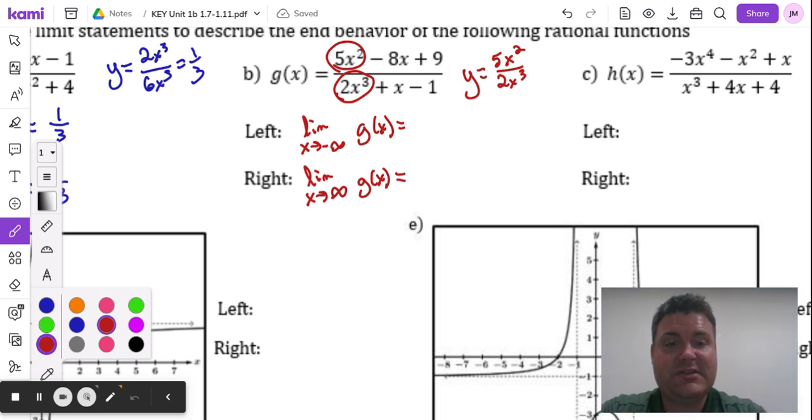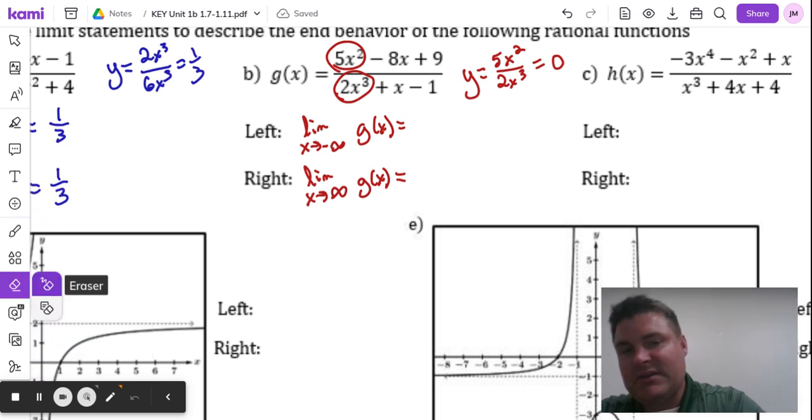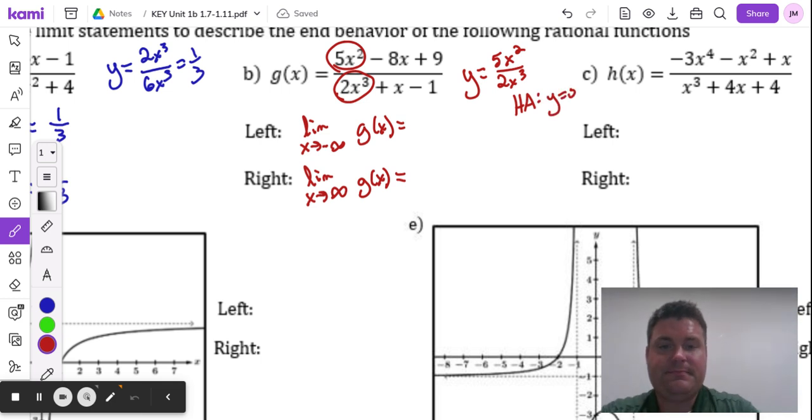So we have a horizontal asymptote. This doesn't really equal zero. I don't want to write incorrect things. It doesn't really equal zero, but that's going to give us a horizontal asymptote of zero. I'll write that. Horizontal asymptote, y equals zero. Again, horizontal asymptote is going to have the same end behavior left and right.